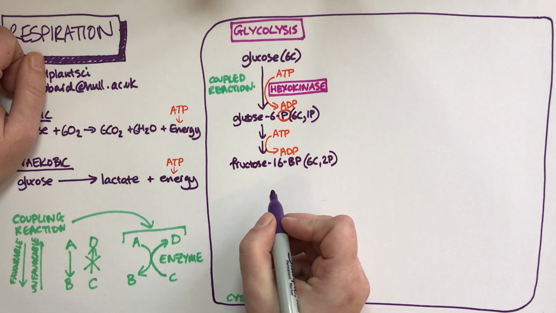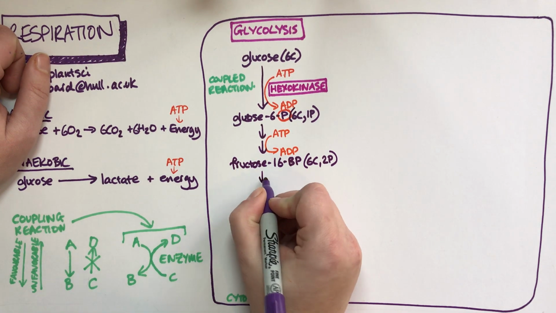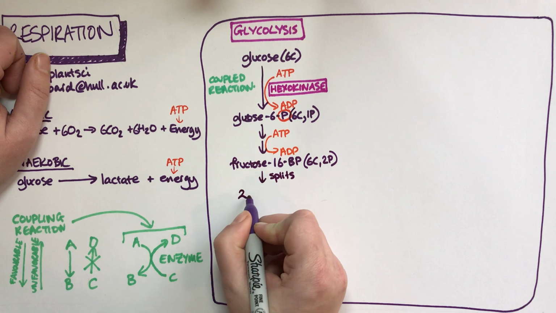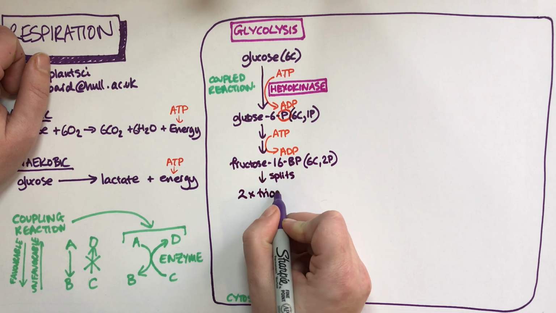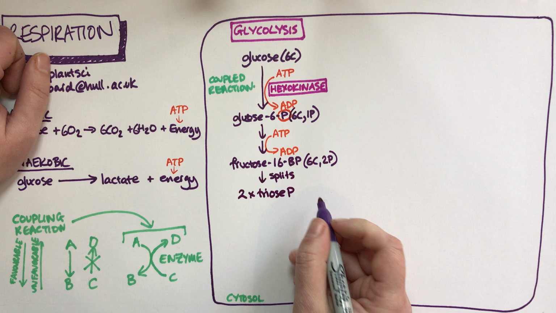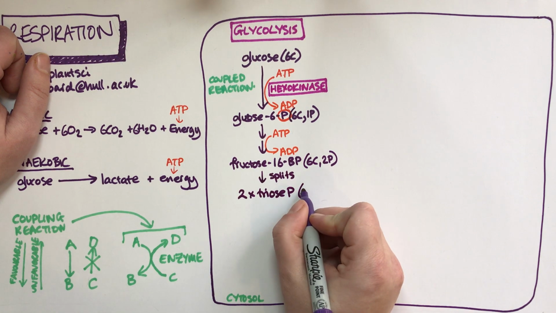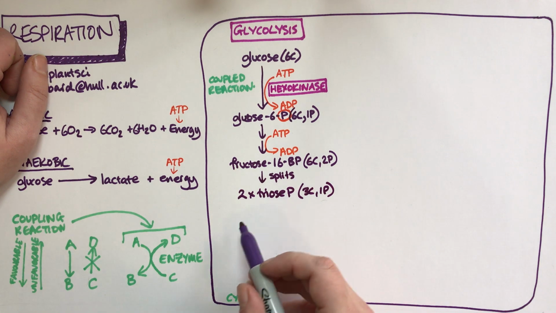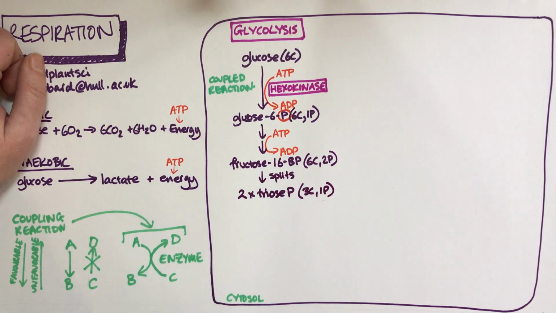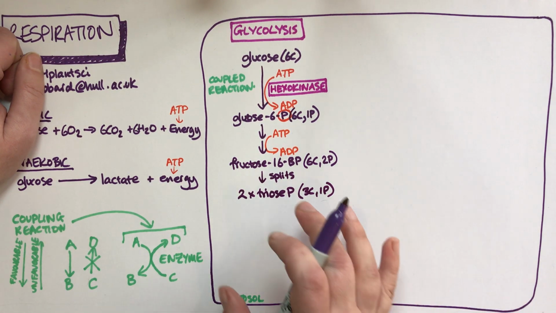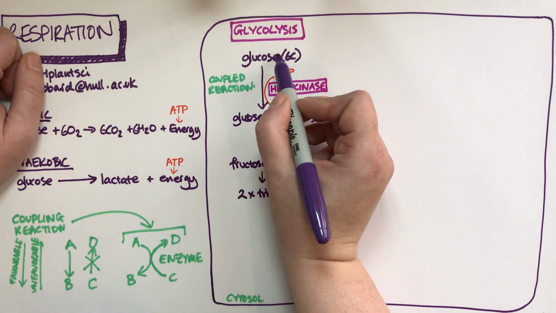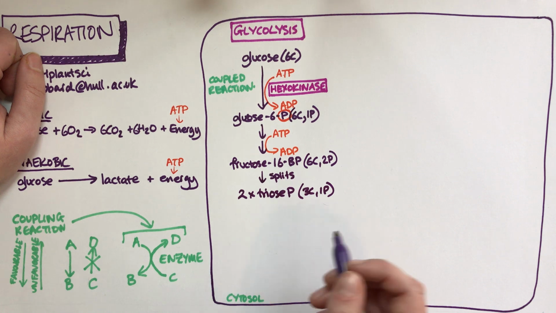But we will get there in the end. The next thing that happens is that molecule splits to give 2 molecules of triose phosphate. So each of those molecules is 3 carbons and 1 phosphate. So we've split it into 2 molecules. So everything that happens from here on in happens twice because we've got 2 molecules of triose phosphate that comes from our glucose. So the molecule splits.